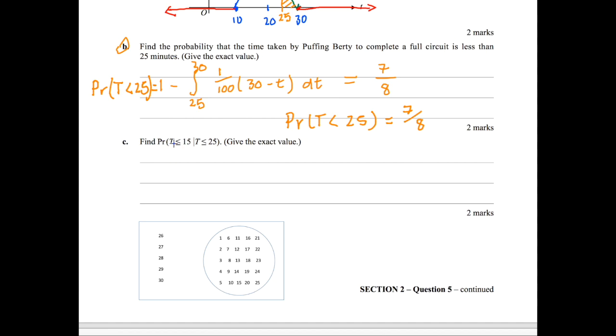So it says find the probability t is less than or equal to 15 given that t is less than or equal to 25. Give the exact value. I find that a lot of people will struggle with conditional probability, so I've got a little diagram here. Let's think about what it's actually saying, and how it changes the probability. So we're saying find the probability that t is less than or equal to 15 given that t is less than or equal to 25.